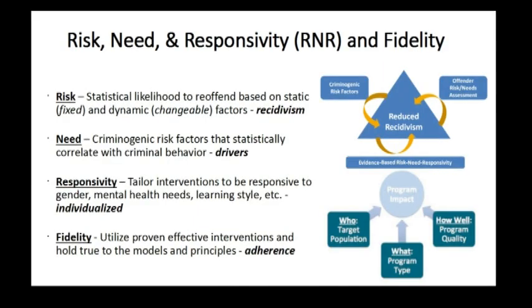Some definitions to get out of the way. Risk, we're talking about risk to reoffend, so the likelihood that somebody is going to commit another crime in general. And when we're talking about actuarial risk, similar to an insurance company, how they're going to determine what you're going to pay based on your age and your driving record. That is similar to how risk is determined.